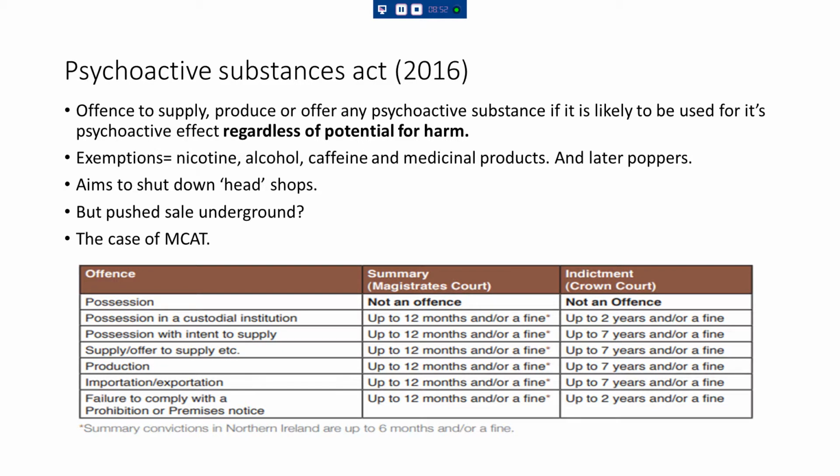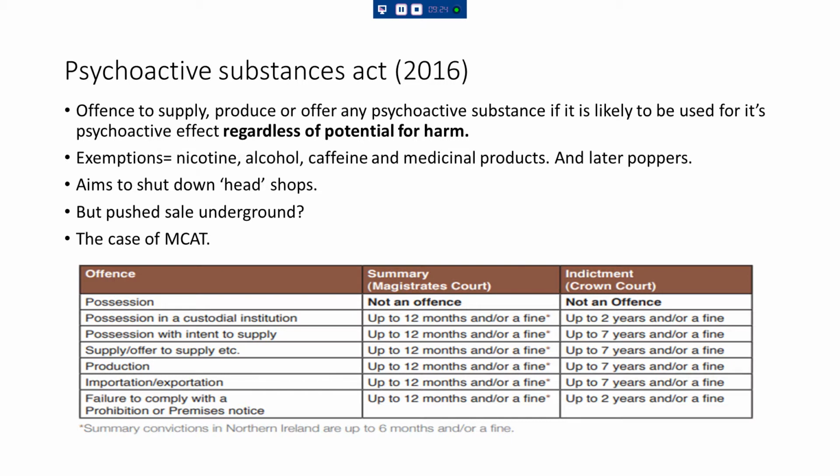So in response to this, the government introduced the Psychoactive Substances Act. This made it an offence to supply, produce or offer any psychoactive substance if it's likely to be used for its psychoactive effect, quite crucially, regardless of the potential for harm. So even if a drug was created which was perfectly safe to use but had a profound psychoactive effect, and wouldn't cause harm to the user in any way, it would still be banned under the Psychoactive Substances Act.